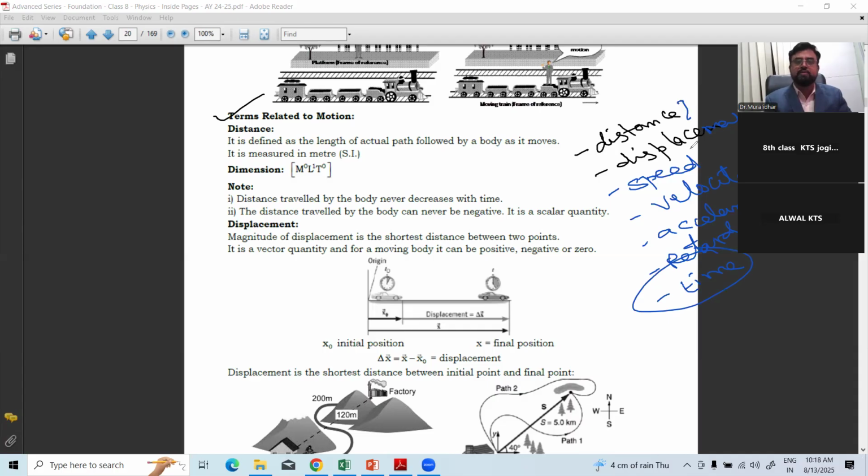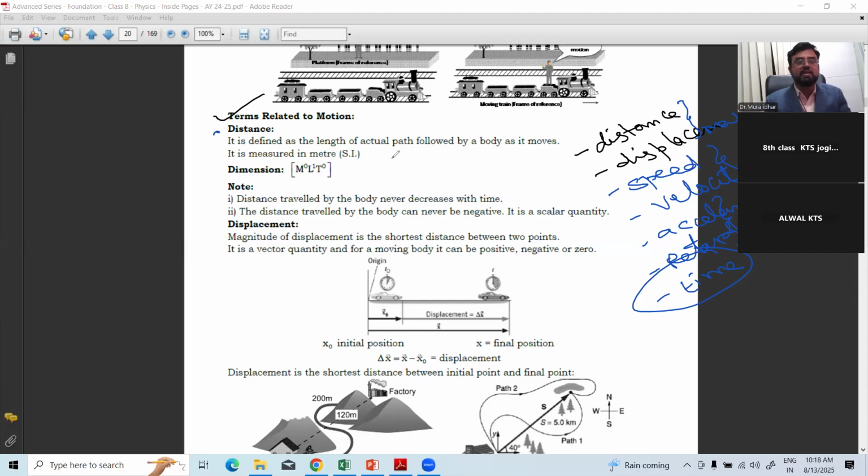So these two sound the same, these two sound the same, these two sound the same. They look the same in our regular use, but there is a difference in terms of physics. That's why we are discussing the difference between distance and displacement, speed and velocity, acceleration and retardation. It's also called negative acceleration or deceleration, right? So we start with the term distance.